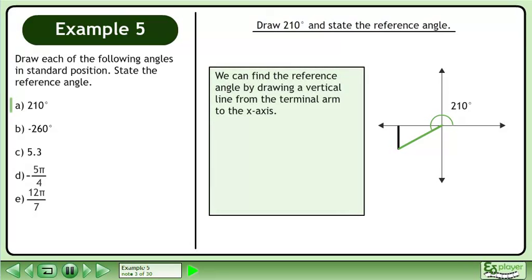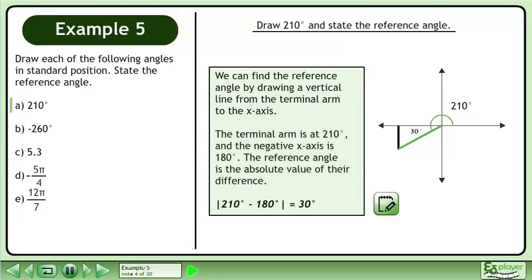We can find the reference angle by drawing a vertical line from the terminal arm to the x-axis. The terminal arm is at 210 degrees and the negative x-axis is 180 degrees. The reference angle is the absolute value of their difference, 30 degrees.